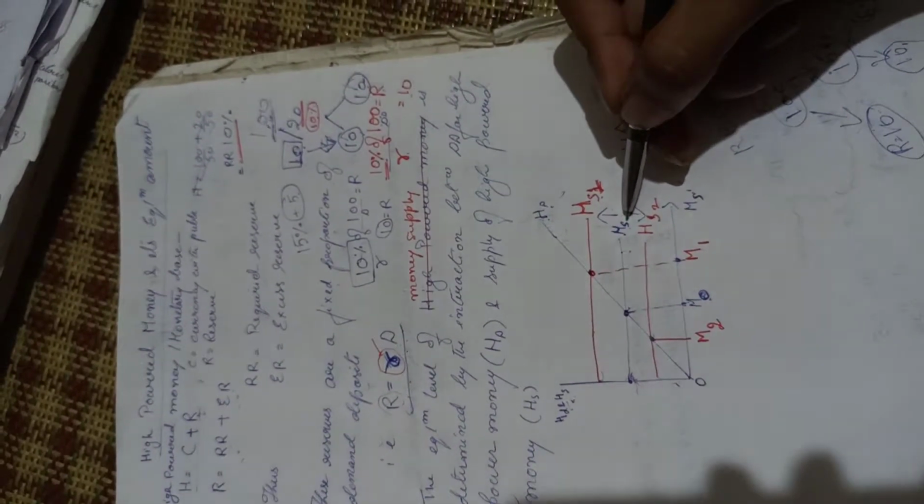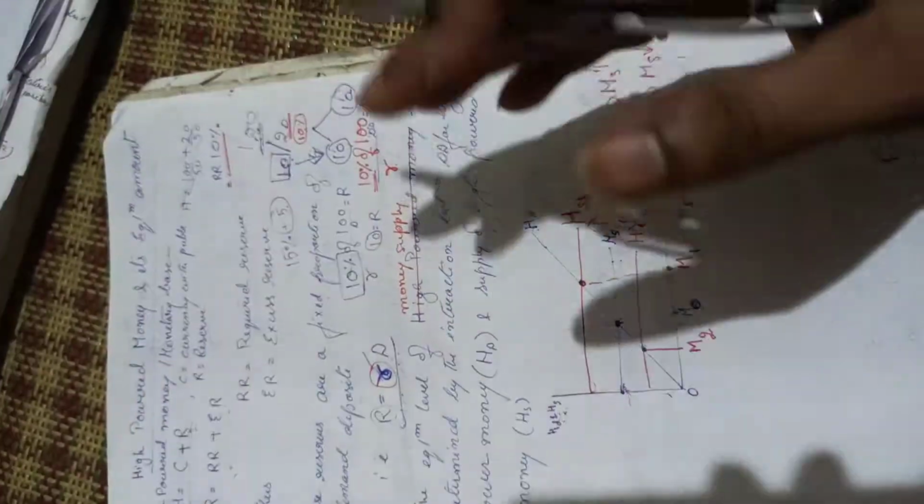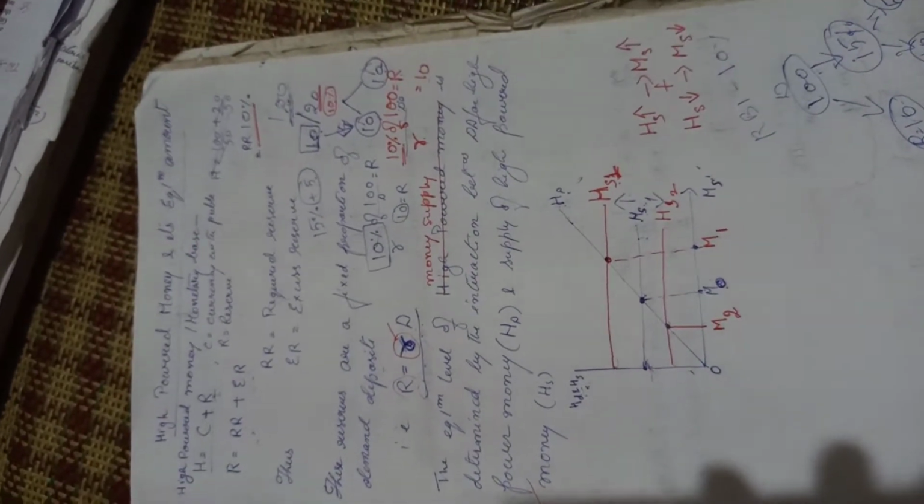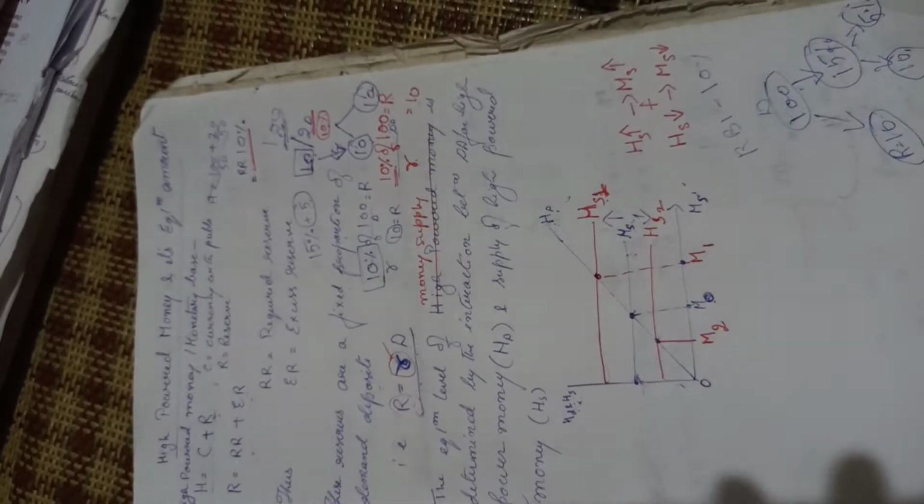Similar analysis can be done keeping the supply constant and varying the demand. So I will leave that part to you. Just analyze it diagrammatically and see how the equilibrium level of money supply reacts with change in the demand for high powered money. Okay, try it out. If you face difficulty, I will discuss it in the next class.